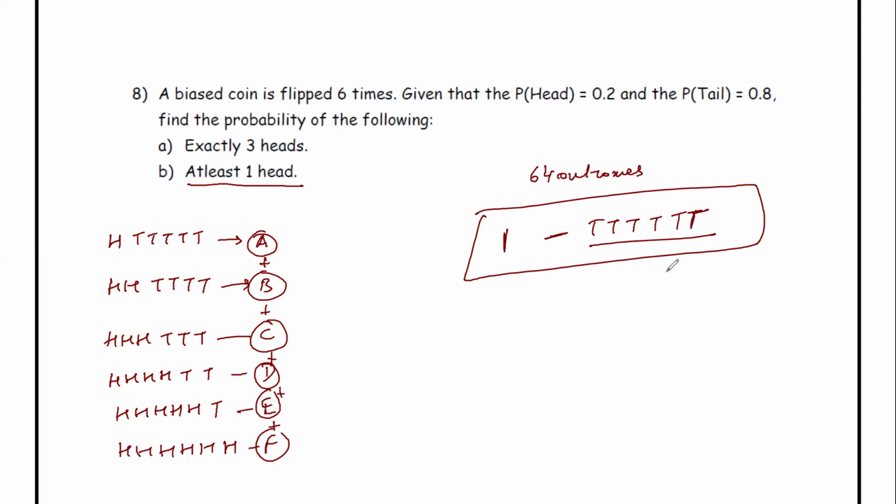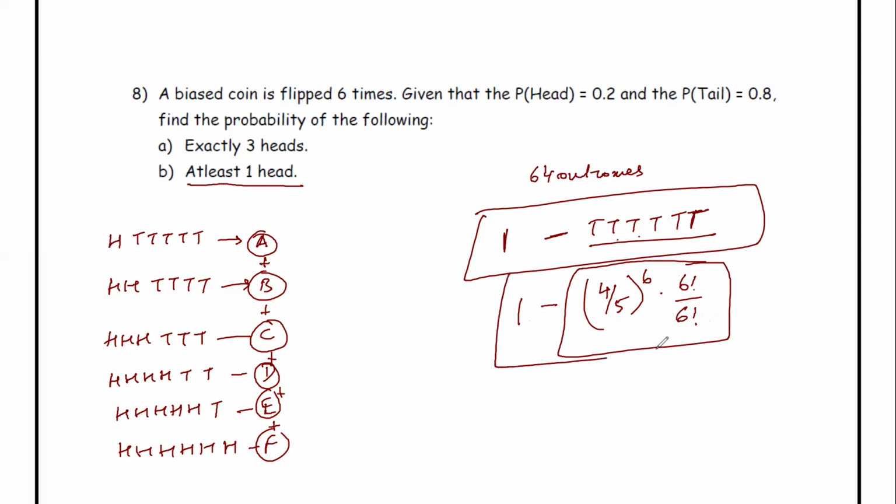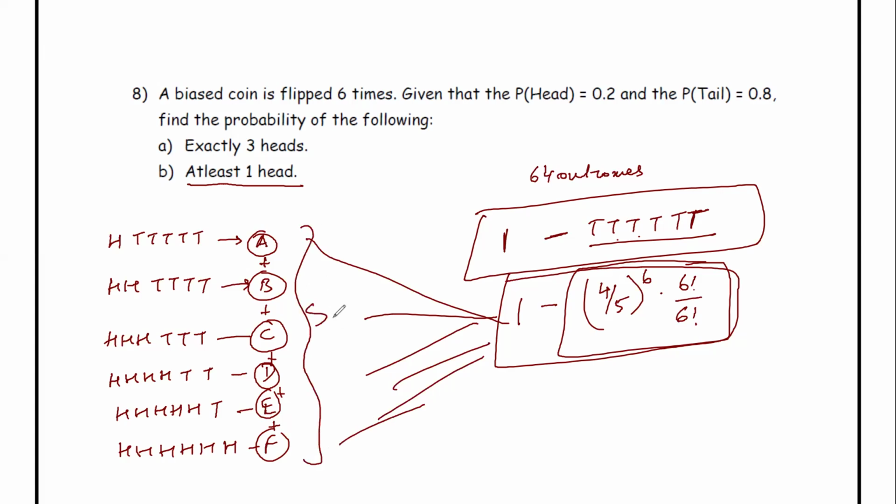Find out the probability of all tails. So all tails is nothing but 4 by 5, 4 by 5, 4 by 5, to the power 6. Remember, the number of arrangements of all tails is only one. That is 6 factorial by 6 factorial, or just write 1. That's your answer for the probability of all tails, and subtract that from 1. And this whole answer that you get will be the answer of this together. Like the sum of this is equal to that. Got it?